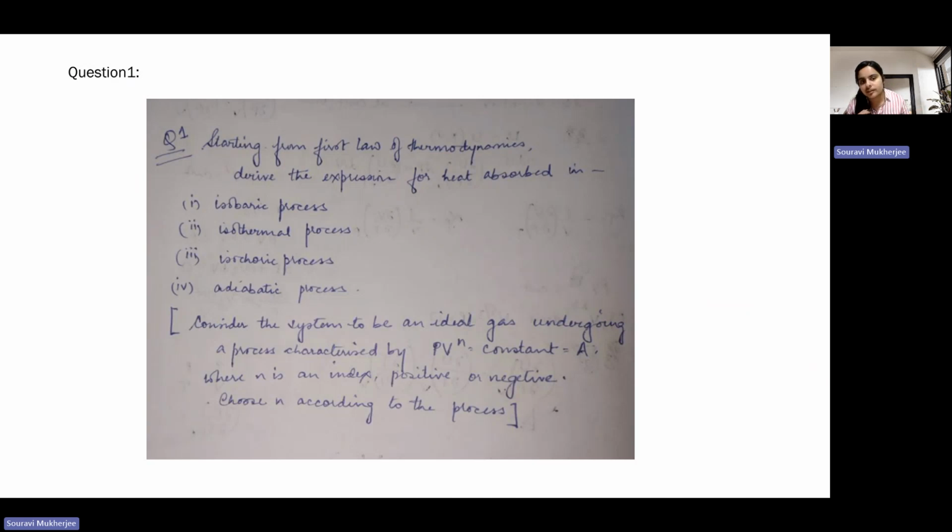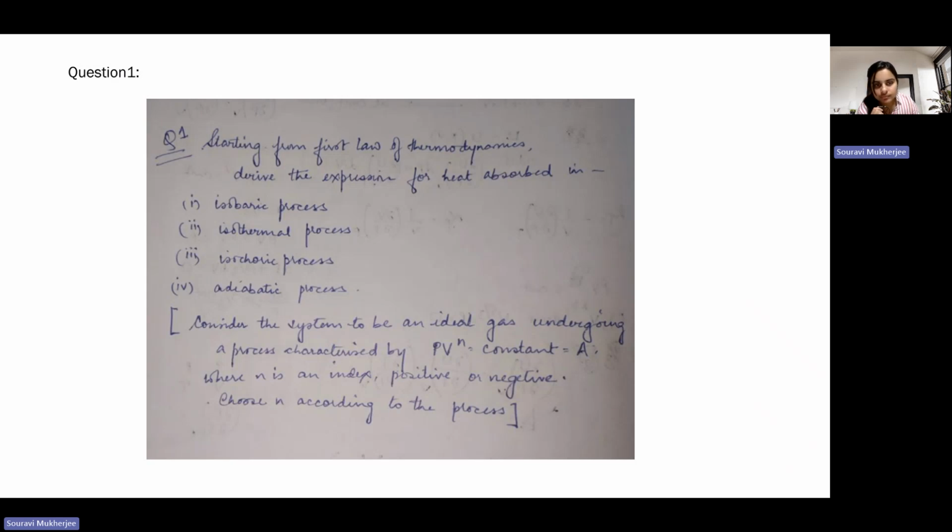So for these kinds of processes, how do we derive the expression of heat absorbed, or how do you define the expression of work done, right? That is something which we are trying to do now. We'll start from the first law of thermodynamics, and we will try to derive the expression for heat absorbed in different kinds of processes. Okay, isobaric, isothermal, isochoric, and adiabatic.